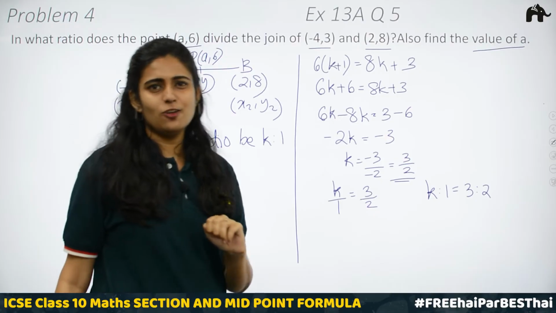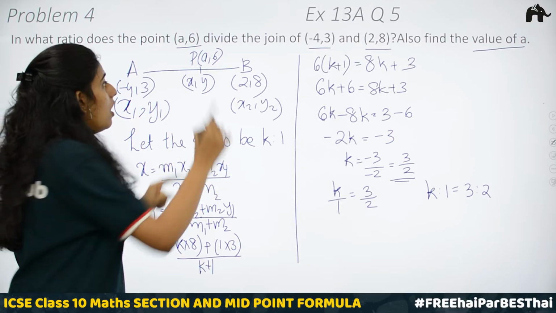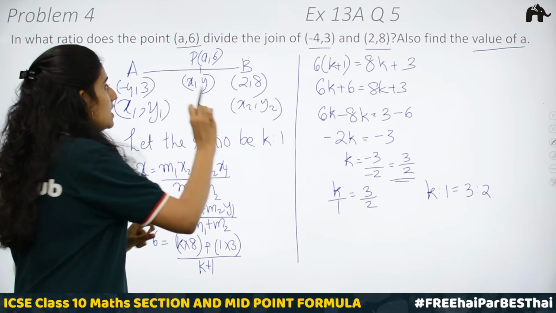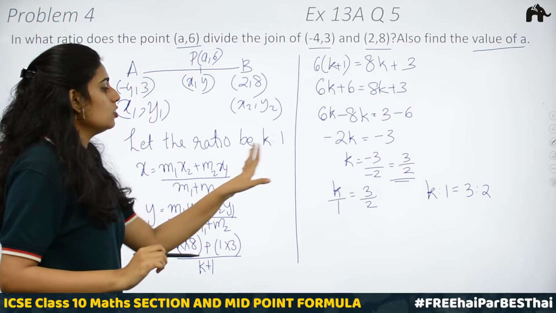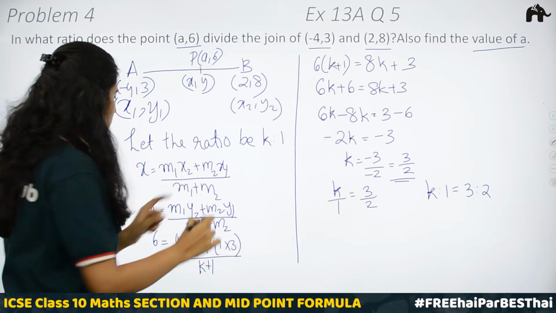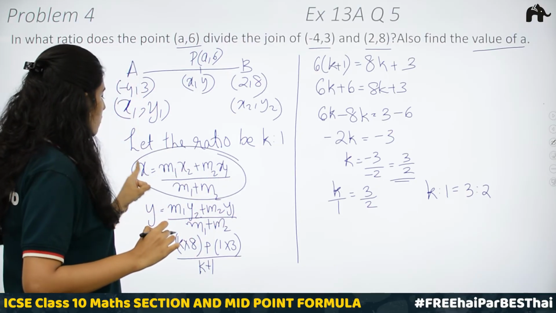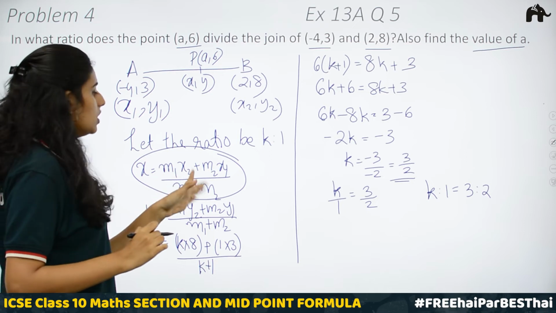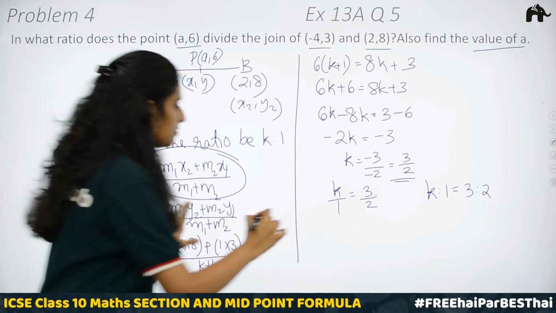How to find the value of a now? What is a? A is the x coordinate of point P, which divides the line joining A and B in the ratio k is to 1, that is 3 is to 2. Therefore, this is the x coordinate. We can use this formula. Substituting a in place of x and putting all other values, we can find what a is.